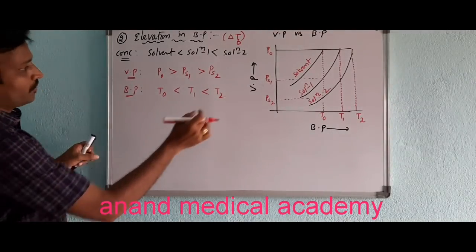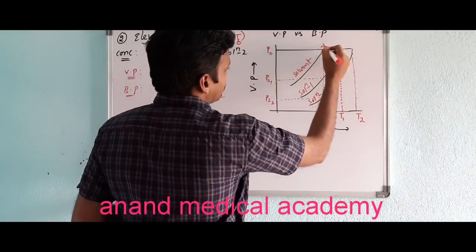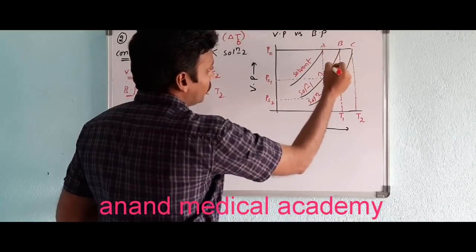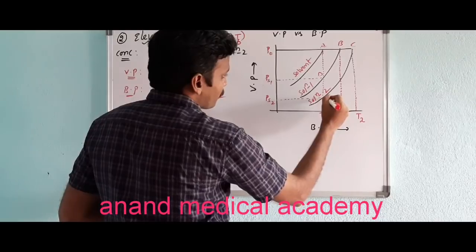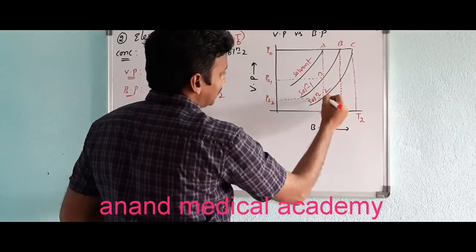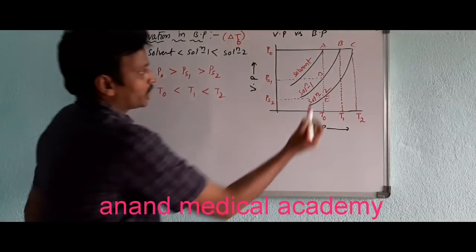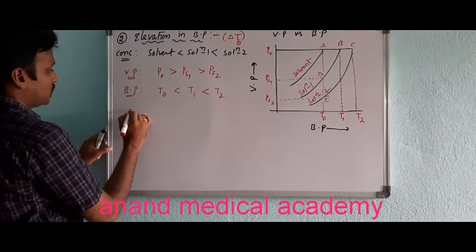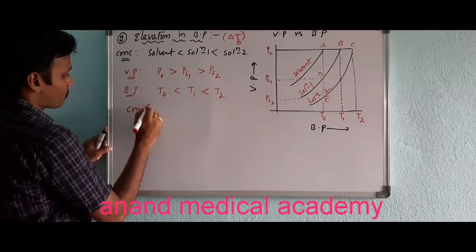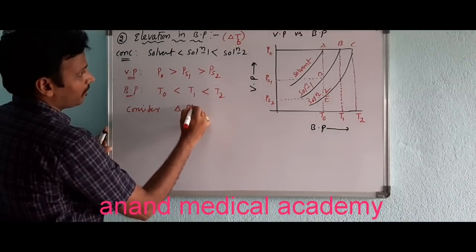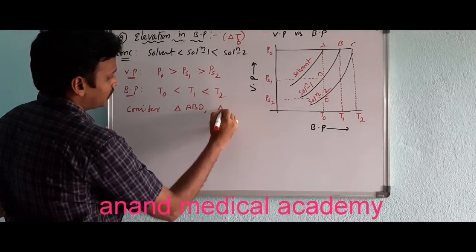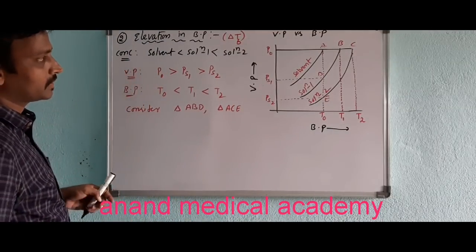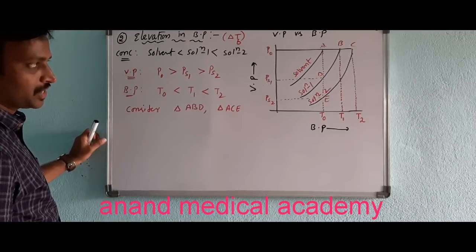Got it? So if you observe this, take A, B, C as one triangle like this. You can take one triangle A, B, D and another triangle A, C, E. Consider those two triangles: triangle A, B, D and triangle A, C, E. Two triangles we are considering. So how can you get a relation now?